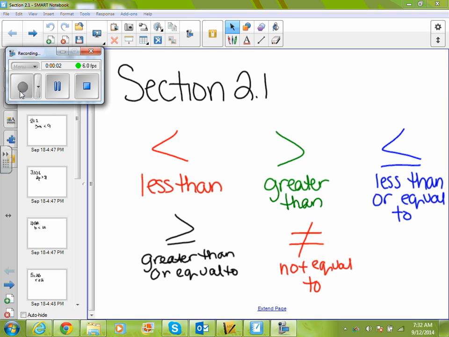Alright, today we're going to go over section 2.1, which deals with solving inequalities. We're in our second unit, so we're looking at solving inequalities. This is similar to solving equations, except we have an inequality symbol. And our 5 inequality symbols are less than, greater than, less than or equal to, greater than or equal to, and not equal to. And so it's important that we know what those symbols mean when we see them.